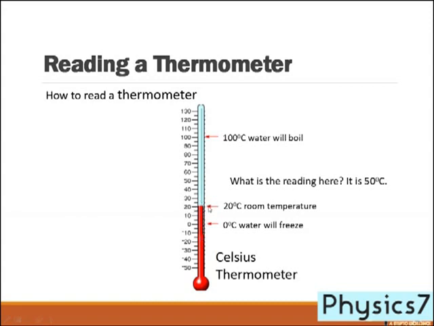So here you can see that this would represent 50 degrees Celsius. This area here would represent 20 degrees Celsius, and this would represent 0 degrees Celsius. So that's how you would read a thermometer: aligning your eyes along the level of the liquid in the thermometer and then looking at the corresponding value in terms of the reading in degrees Celsius.